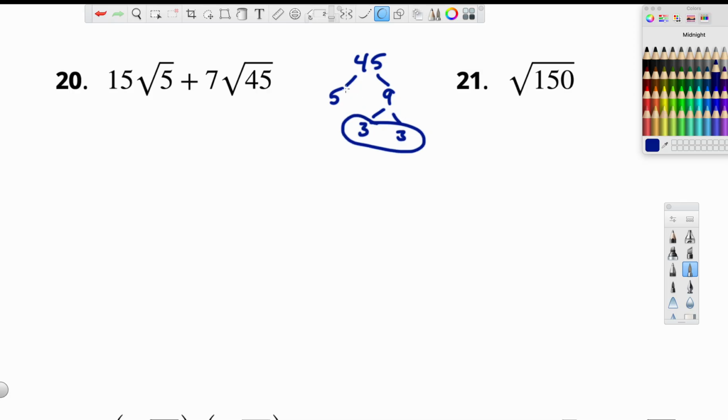I have a pair of 3's. I have an odd 5. So this is going to be 15 root 5 plus 7. Now this 3 comes out, so this is times. Remember, guys, these are factors. We're not going to add 7 plus 3. It's all being multiplied here. 7 times 3, root 5. 15 root 5 plus 21 root. I wrote a 2 there. Let me fix that.